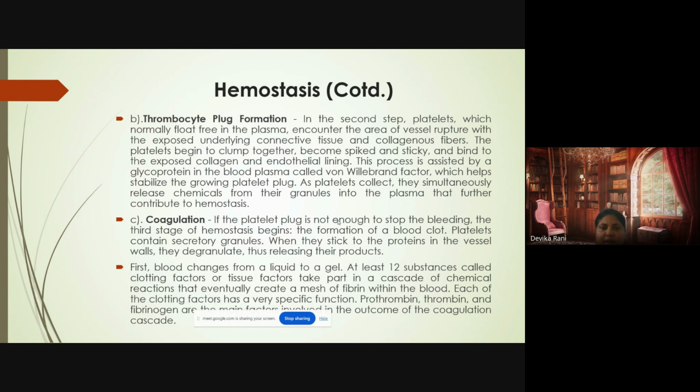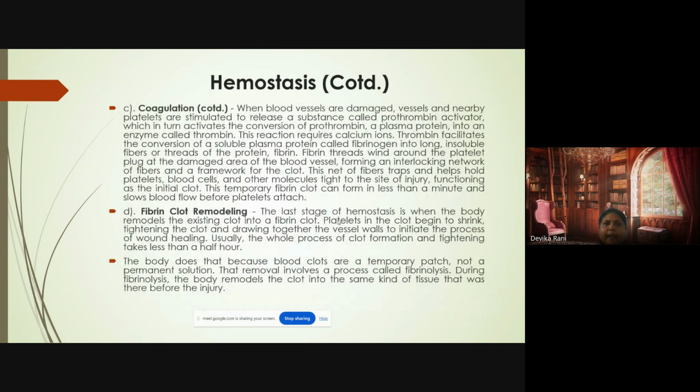Each of the clotting factors has a very specific function. Prothrombin, thrombin, and fibrinogen are the main factors involved in the outcome of the coagulation cascade. Coagulation means clotting. Now, when blood vessels are damaged, vessels and nearby platelets are stimulated to release a substance called prothrombin activator, which in turn activates the conversion of prothrombin, a plasma protein, into an enzyme called thrombin. This reaction requires calcium ions.